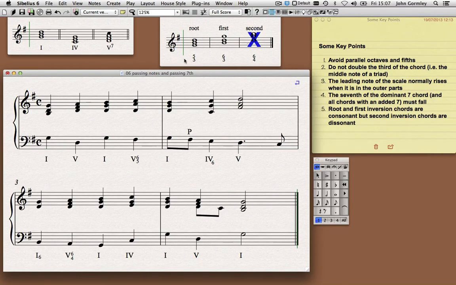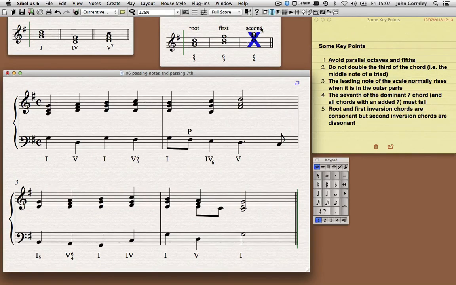Now the root position chord is a consonant chord, and the reason why it's consonant is because these intervals, the third and the fifth, are consonant intervals. If you look at the first inversion of a triad, you can see that this is a 6-3 chord. That's also a consonant chord because the 6 and the third are also consonant intervals.